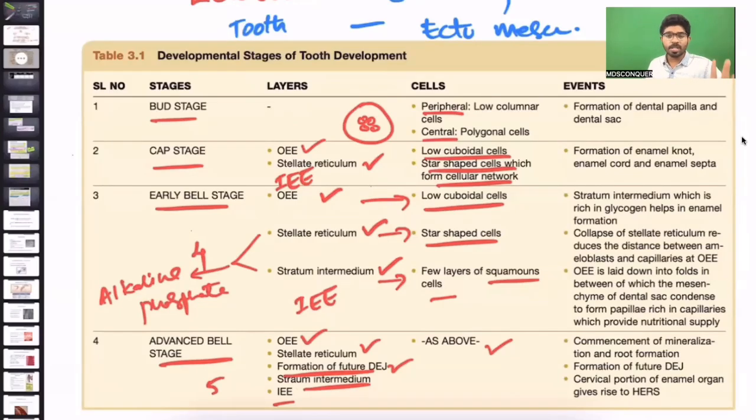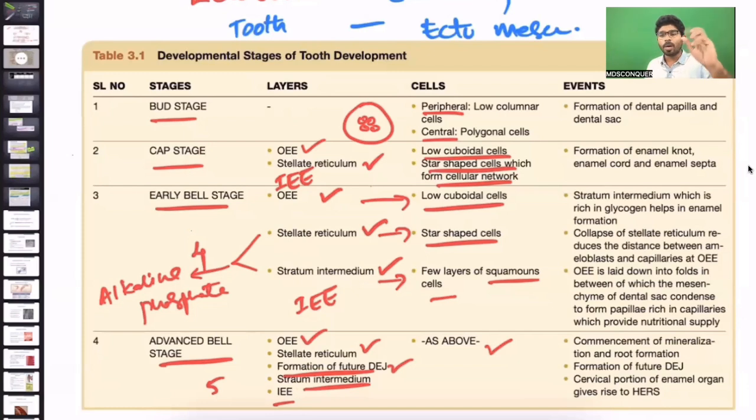In resorption cells, which enzyme will be increased? Yes, perfectly right. In resorption cells like clasts, osteoclasts, odontoclasts, acid phosphatase will be increased. Means they are active at acidic pH.